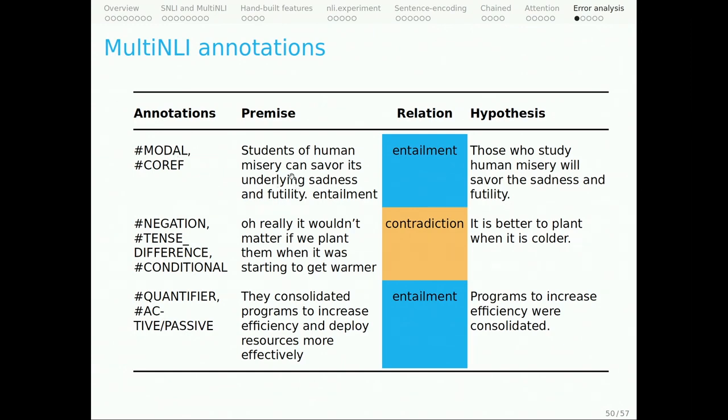So this one is modal and co-ref because it has "can" in here, and it's sort of got an anaphoric connection between "students of human misery" and "those who study human misery." Negation, tense difference, conditional, quantifier, active passive. This active passive thing is nice. "They consolidated programs to increase efficiency," and "programs to increase efficiency were consolidated." It's not surprising that that's a common strategy for people who are constructing examples. And it's really interesting to ask of your system whether it has learned the kind of human linguistic thing that active passive variants preserve some aspects of meaning, or many aspects of meaning.